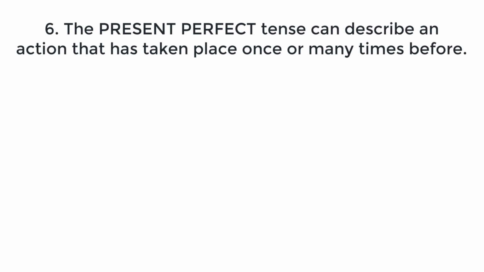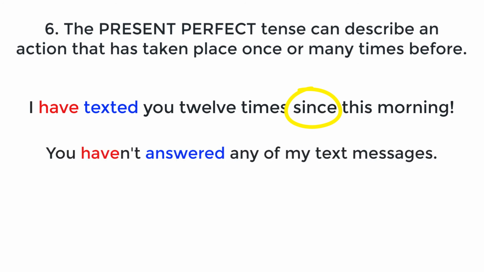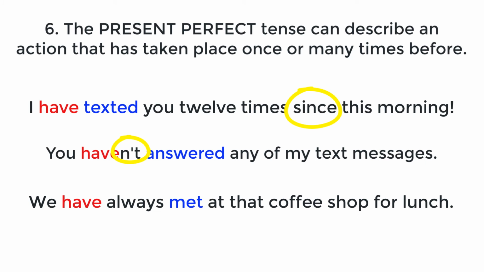Let's go on to see the present perfect used to show that an action has taken place once or many times before. I have texted you 12 times since this morning. Again, notice the adverb showing the relationship between the past and the present. You haven't answered any of my text messages. In this sentence, you can see the contracted form of have not. We have always met at that coffee shop for lunch. Again, showing a recurring action.